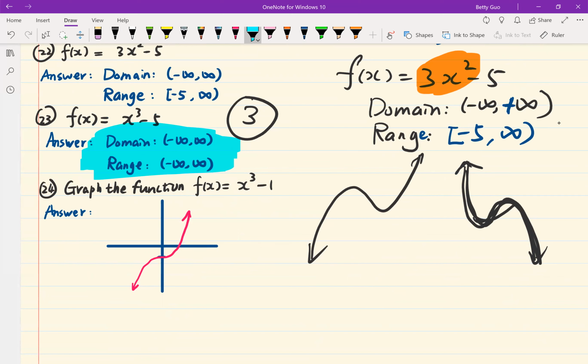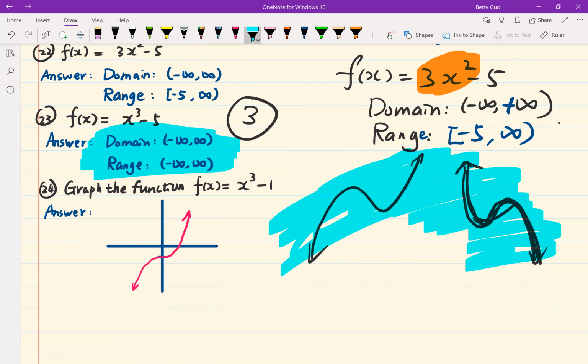Number 24, graph the function x cubed minus 1. Among the answer choices A, B, C, D, you're going to look for something like this or like this. Only one of them has a curve shape that matches the graph of a polynomial function with degree 3. And this is the graph that you need to look for, number 24.